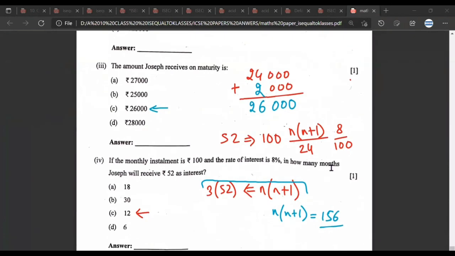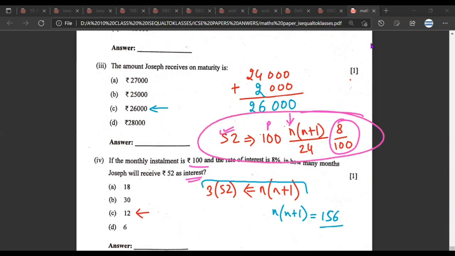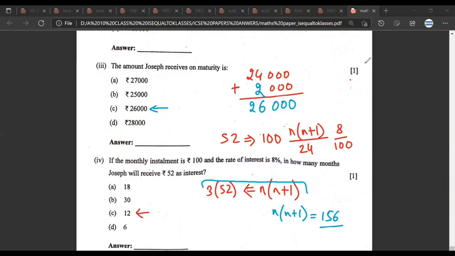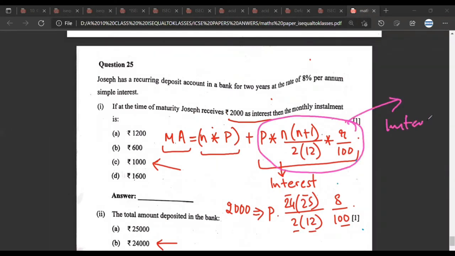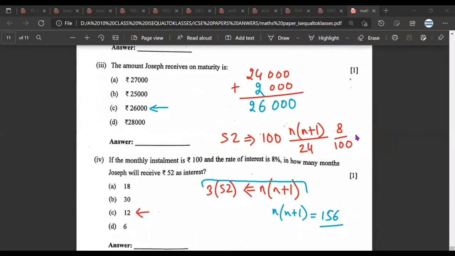Then again, if you look at part 4, again it doesn't require much calculation if you are smart enough to understand how the equation has to be solved. So the monthly installment is 100. So this is my P. Rate of interest is 8%, which I have written here. How many months? I have to calculate for N. My interest is 52. Basically, this is my third term. What is my third term in the main formula? Let me show you. This is the third term. This term gives the interest amount. So I'm calling this the third term, and I'm using this.